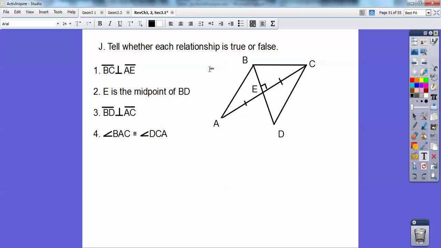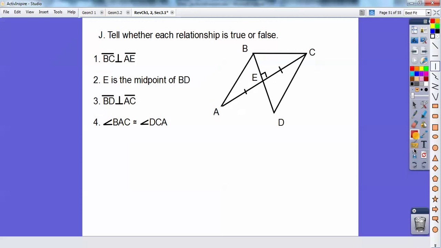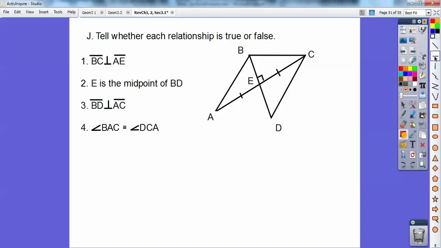1 is false. Okay, E is the midpoint of BD. Whoops, I forgot to put my segment on top of BD. E is the midpoint of segment BD. All right, that's not true. All right, so here we go. So that's false, that's false. This one was true, okay?